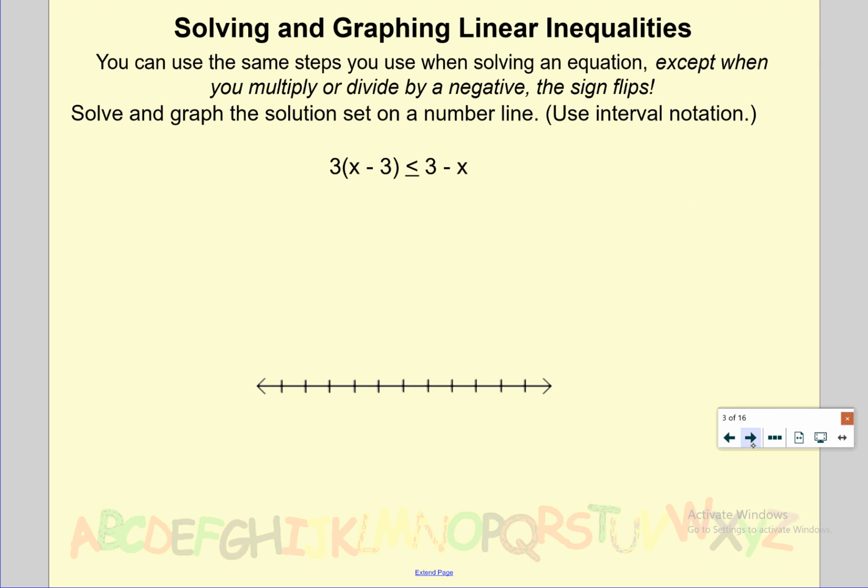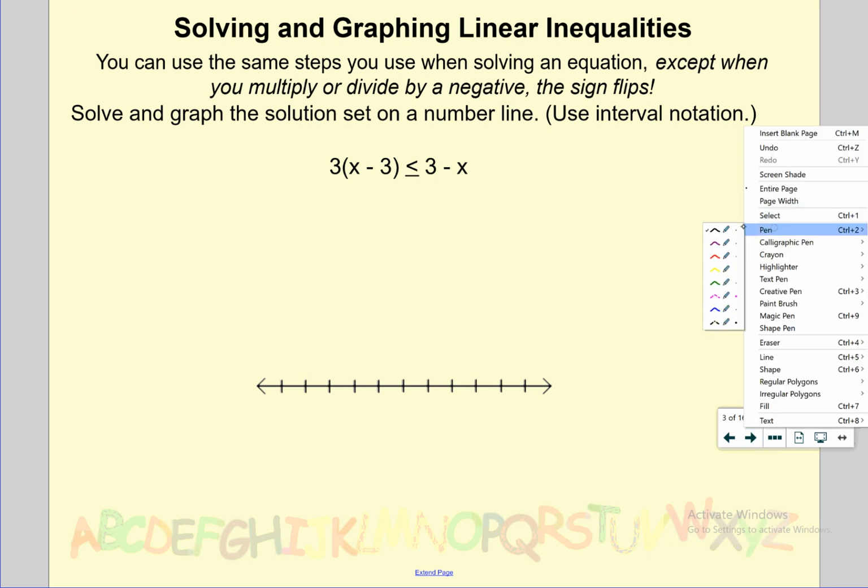The steps to solving these are the same as just solving a linear equation. You just need to remember that if you multiply or divide both sides by a negative, that inequality sign is going to flip. Okay, so just kind of keep that in the back of your head. Both sides by a negative is when it flips. All right, so in this one, if it was an equal sign, first thing I would do is just distribute. We're going to start with that.